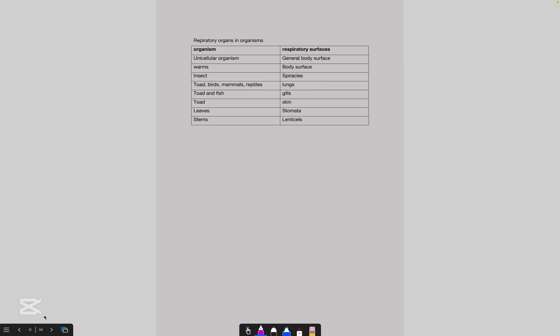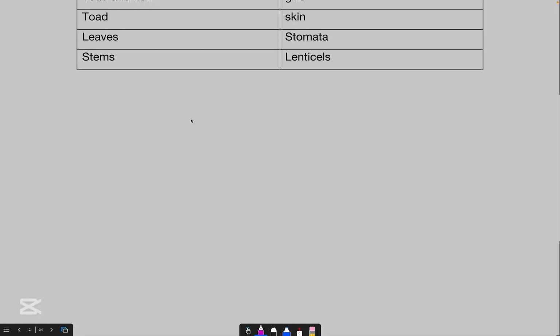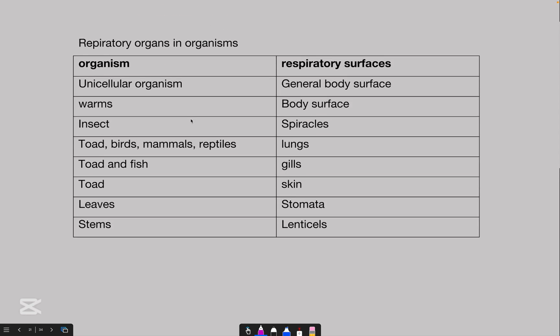Is that okay? So these are some respiratory organs in different organisms. Just take note of them. Unicellular organisms use general body surface. Worms, like this worm here, use body surface. Insects use spiracle. Toad, birds, mammals, reptiles use lungs. Toad and fish also use gills.